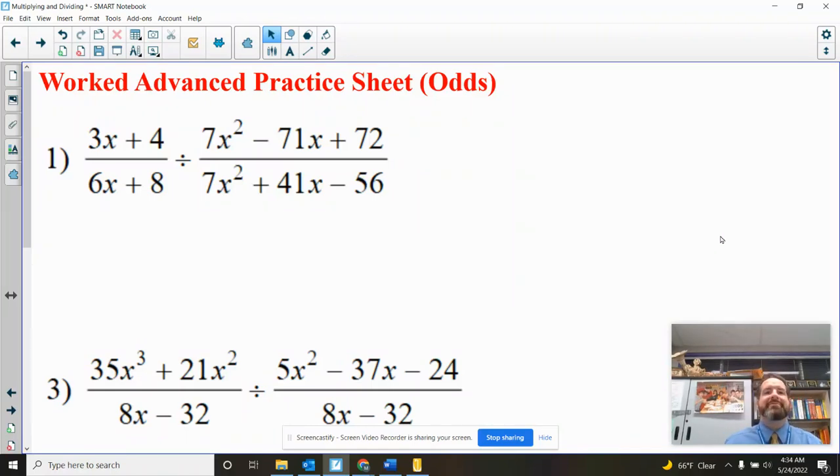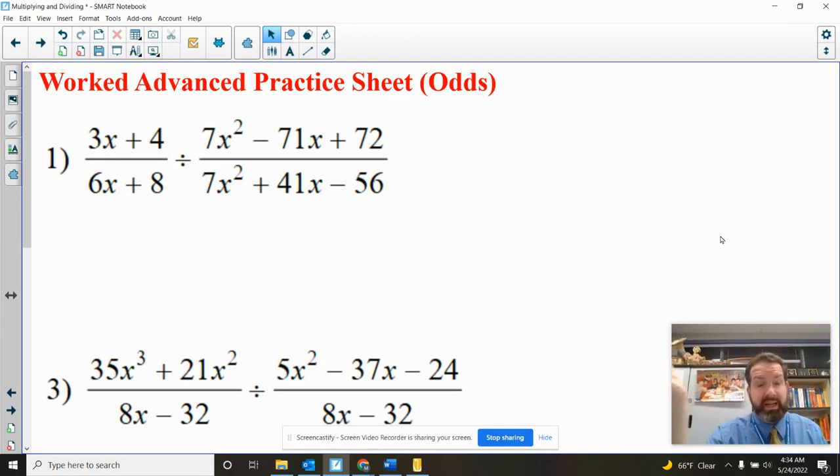Here we go, working through the advanced practice sheet, the odd-numbered problems. The reason this is advanced is that it requires you to do the factoring yourself before you do the reductions. And, well, there you go. These also all happen to be divisions, so we'll get some practice there with divisions.